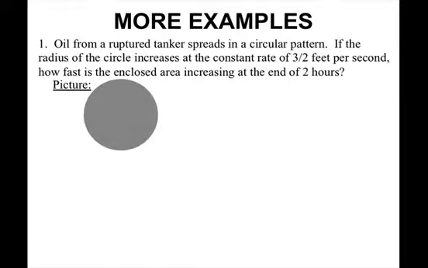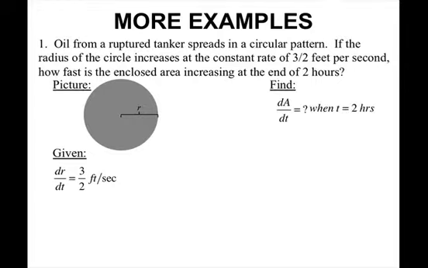So I have my picture of a circular oil pattern. I have a radius of r, because that's changing. And I am given that dr/dt is 3/2 feet per second. I want to find dA/dt when t equals 2 hours.